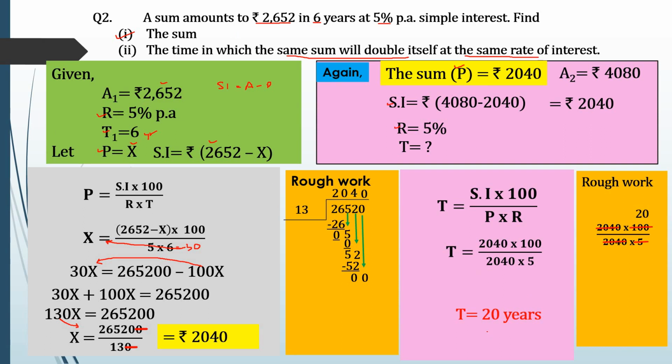So this is the answer of question number 2. In what time will the same sum double itself at the same rate? In 20 years. Okay, so this is how we use the answer of the first condition to find out the answer of the second condition. But for this type of question, you need to understand the question properly, try to figure out what the given conditions are and use them properly. Is that clear, dear students?